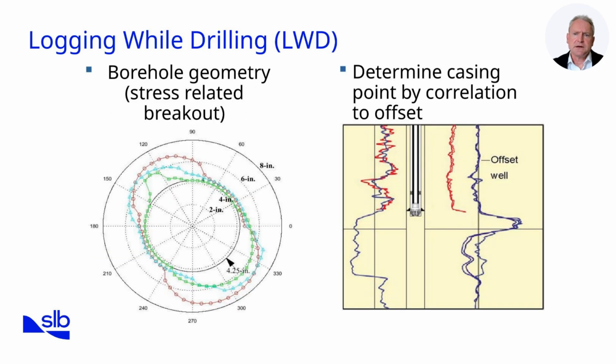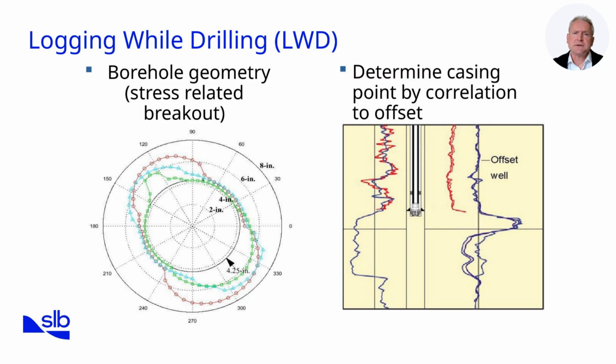This slide illustrates 2 critical applications of logging while drilling measurements, assessing borehole geometry and determining casing points. On the left, the circular plot shows borehole shape measured by LWD calipers or imaging tools. Ideally, the borehole should remain close to its nominal gauge, producing a near-perfect circle. In reality, stresses in the formation often cause breakouts, enlargements, or ovalization.